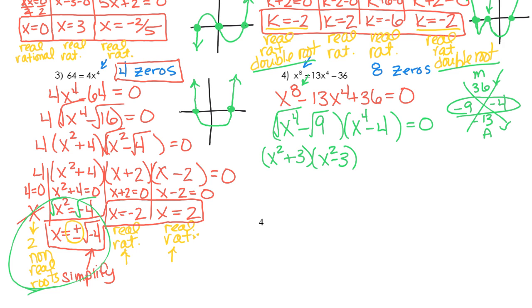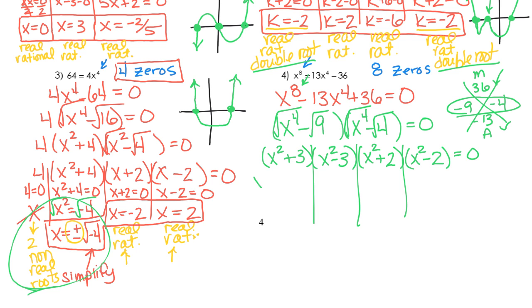However, this x to the 4th minus 4 is a difference of two perfect squares, so now we'll factor that one. The square root of x to the 4th, again, is x squared, one with a positive and one with a negative, and the square root of 4 is 2. Neither one of those is a difference of two perfect squares because 2 is not a perfect square. So I believe I have my 4 factors. None of them can be factored again, so we're ready to do our t-chart.